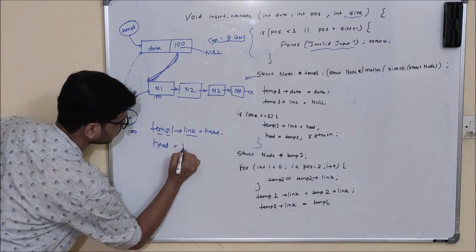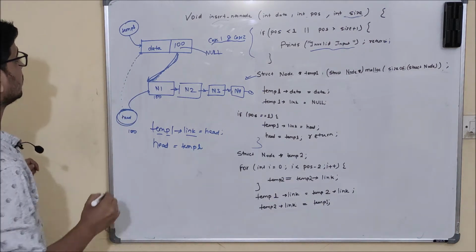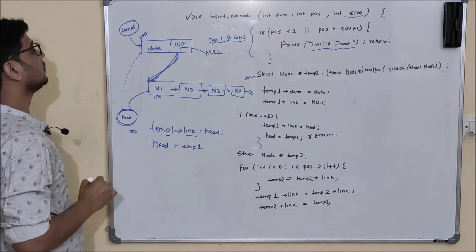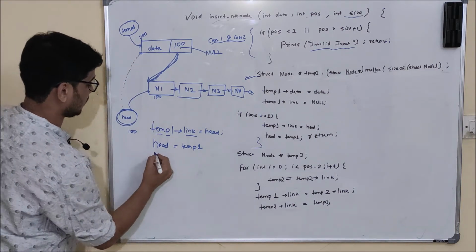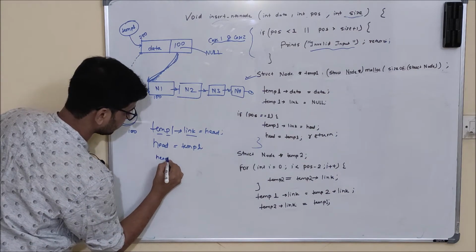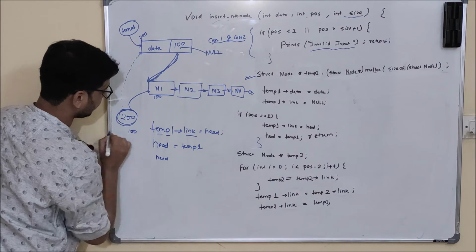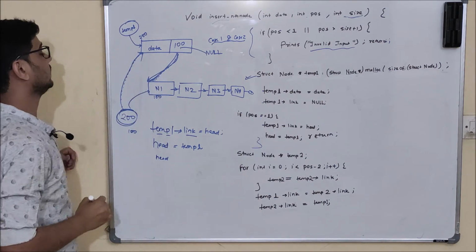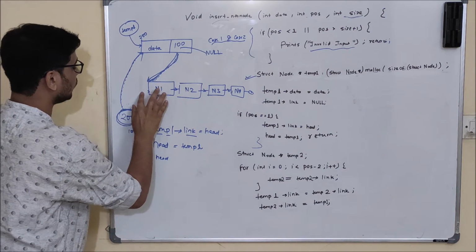Head is equal to temp1. So what will happen here? Suppose this temp is starting from memory address 200. So now head will contain 200, and head will start pointing to the node temp1. And this link will be broken.